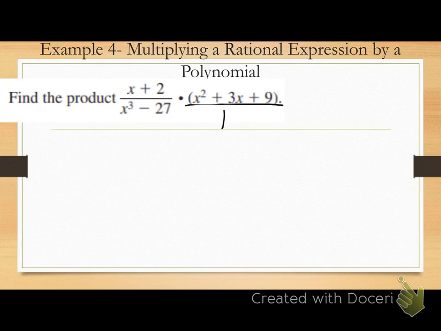So, like she said, we got a difference of cubes in the denominator of my first rational expression, don't we? I can take the cube root of x cubed. Can I take the cube root of 27? Yeah, I can. It's 3. So this is a difference of cubes. So we need to factor it. Do we remember how to factor a difference of cubes?